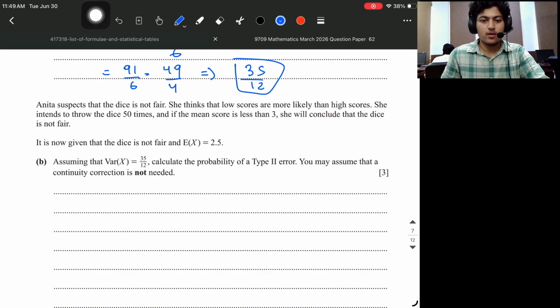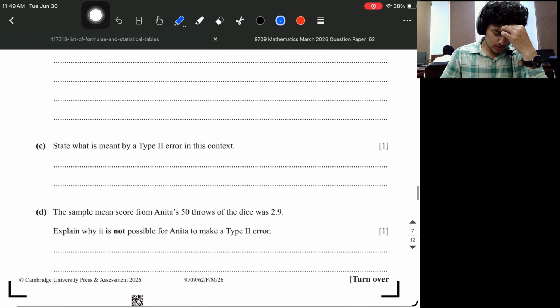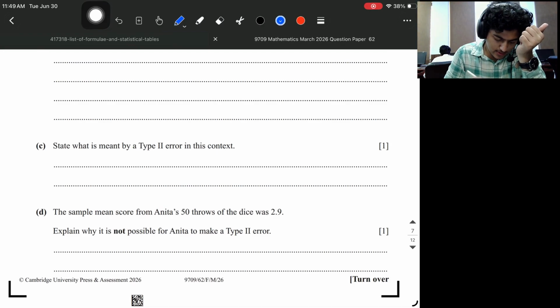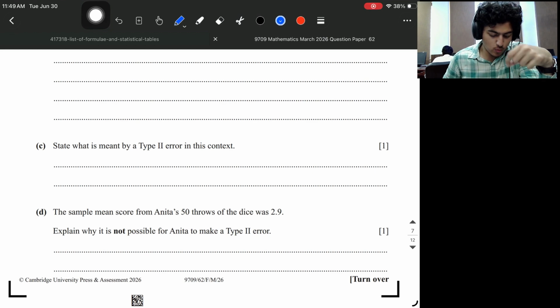All right. So before we calculate that, I think we should answer part C first. State what is meant by a type 2 error in this context.